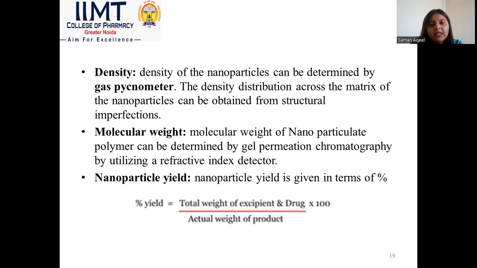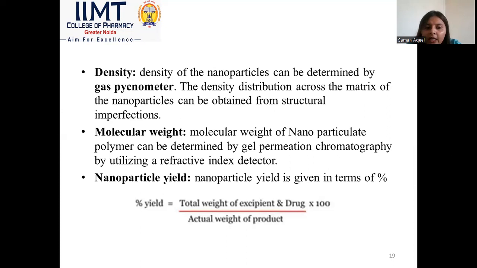Next one is the density. The density of nanoparticles can be determined by gas pycnometer. The density distribution across the matrix of the nanoparticles can be obtained from structural imperfection. There must be some structural imperfection by which the density distribution of the nanoparticles across the matrix could be easily obtained.